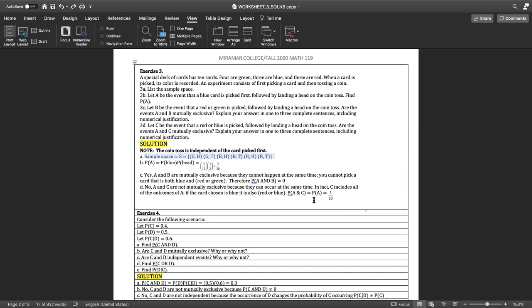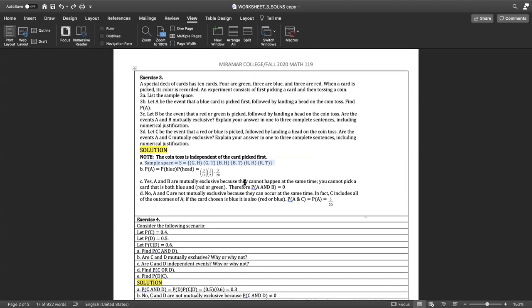All right. And they're not mutually exclusive. And if we pick blue, which is A, then we've already satisfied C. So the probability of A and C is simply the event that a blue card is picked. And that's 3/20 here, okay? Yeah, probability of A. And we saw that the probability of A was 3/20 in part A here. Any questions about number 3?